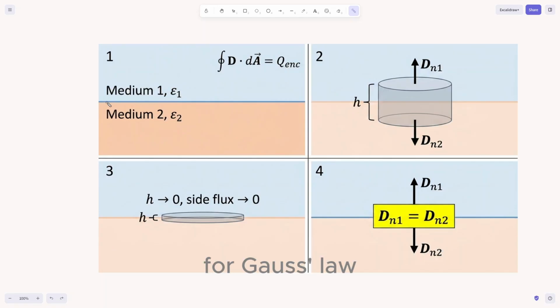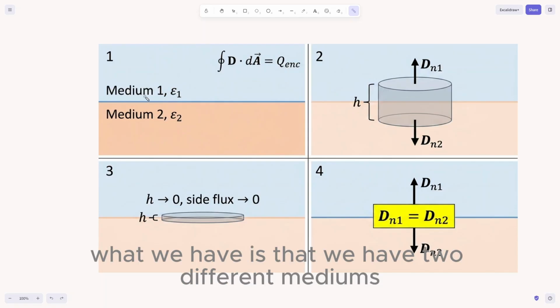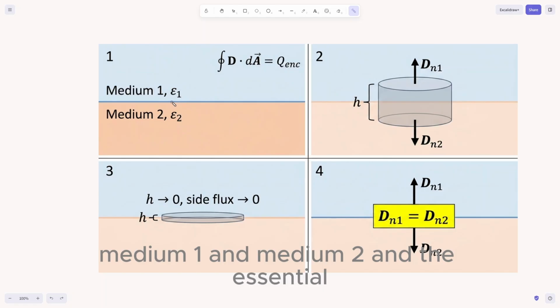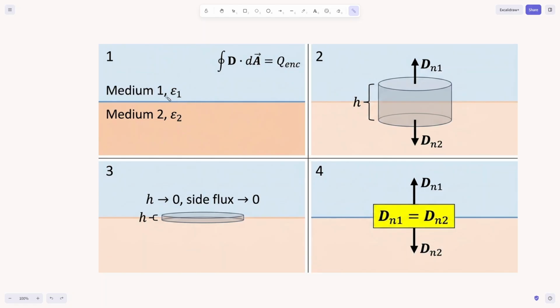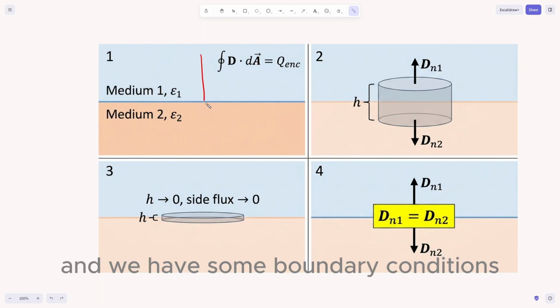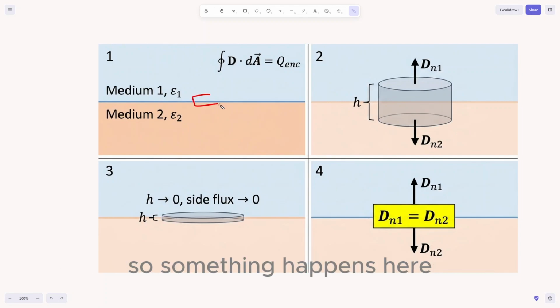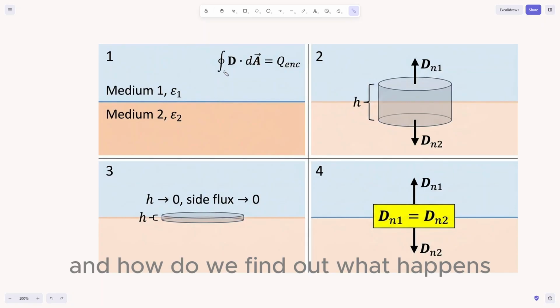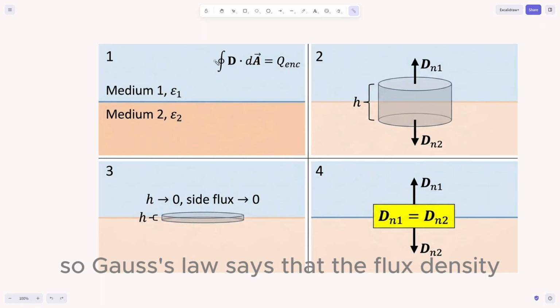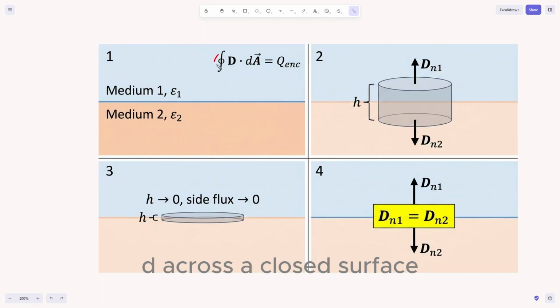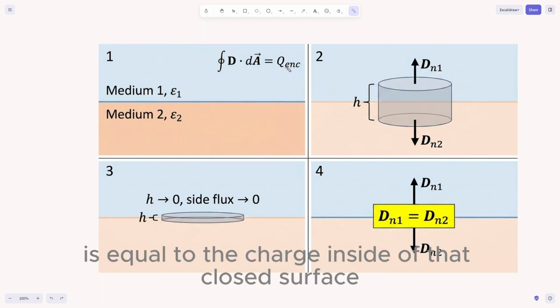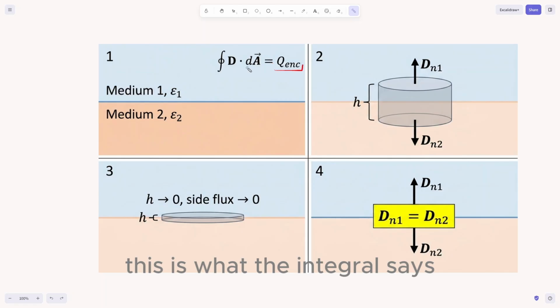For Gauss's law, we have 2 different mediums, medium 1 and medium 2. And the essential part is that they have different permittivity, epsilon 1 and epsilon 2. And we have some boundary conditions, so something happens here. How do we find out what happens? This is where we use Gauss's law. Gauss's law says that the flux density D across a closed surface is equal to the charge inside of that closed surface. This is what the integral says.